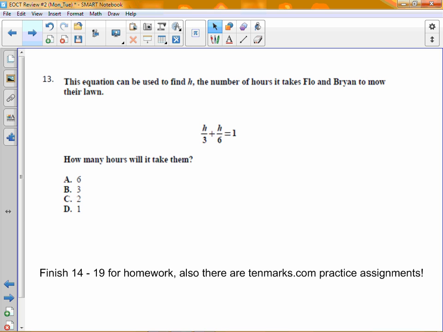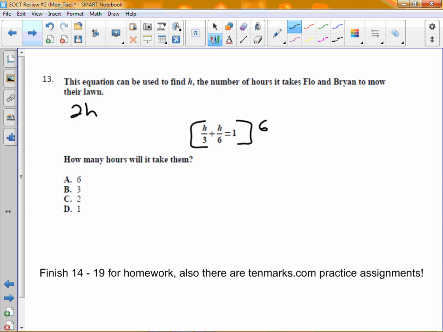This equation can be used to find h, the number of hours it takes Flo and Brian to mow their lawn. So I got 3 and 6. What's the number that goes into 3 and 6? The 6. That'll get rid of the fraction for me. How many times does 3 go into 6? 2 times h is 2h. How many times does 6 go into 6? So plus h equals 6. So 3h equals 6. So h equals 2.